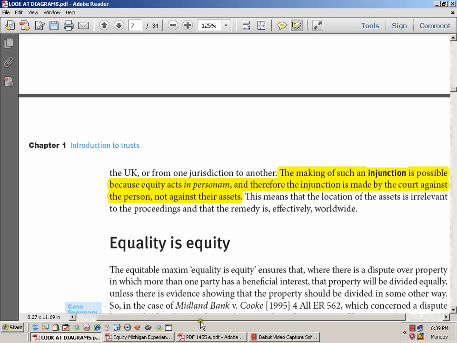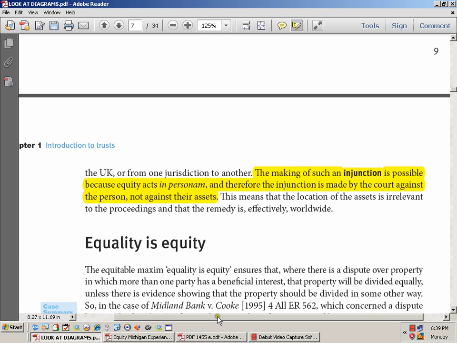Or a subpoena instead of a show cause summons, they're going to give a we command subpoena. We command that the defendant bring in the record so we can all take a look at it. We command that the defendant come in and take an oath and state his claim. The making of such an injunction is possible because equity acts in personam, and therefore the injunction is made by the court against the person, not against their assets.